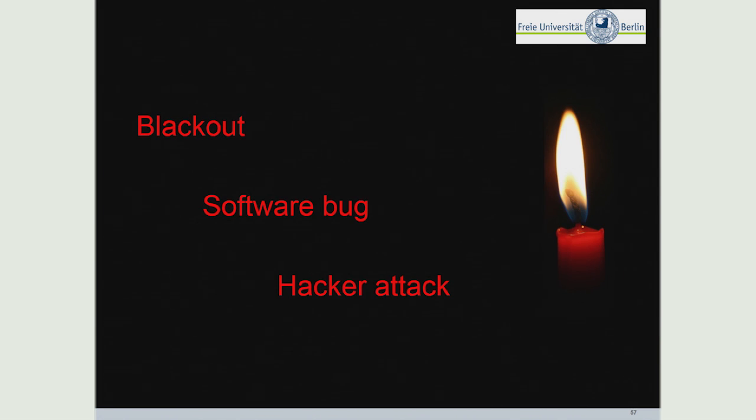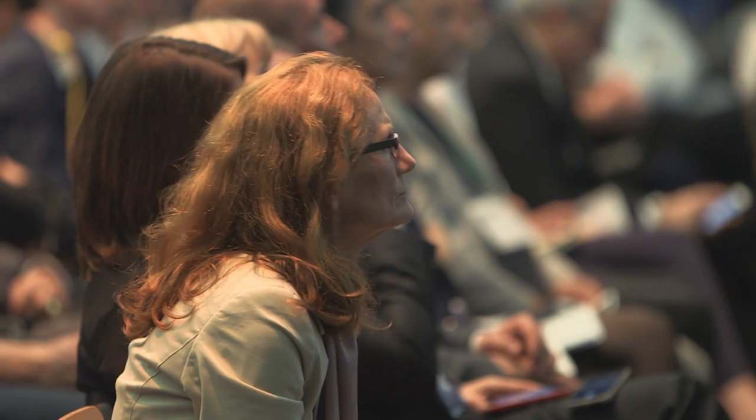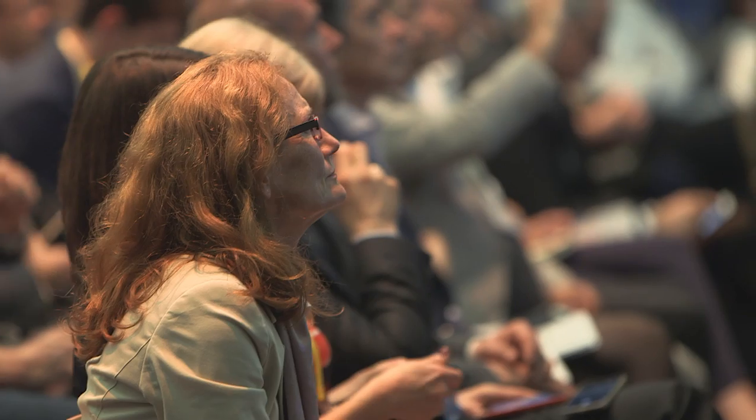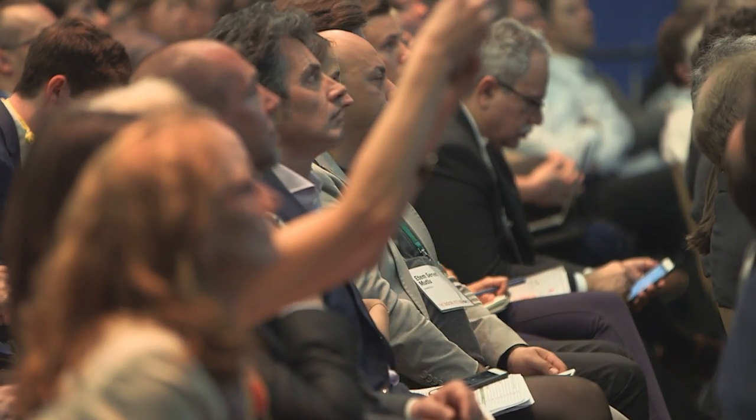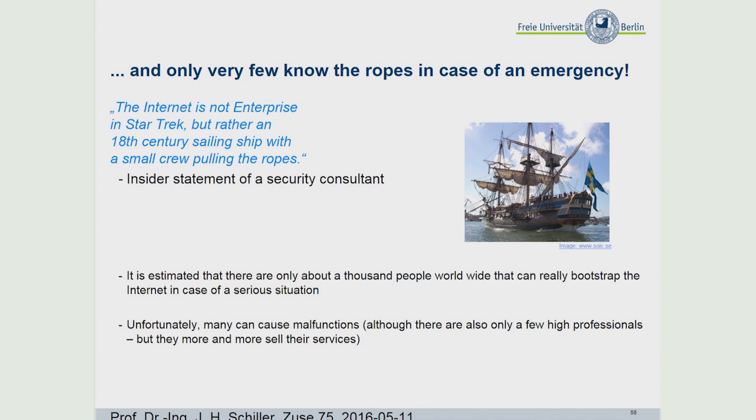Okay, so what happens if there's a blackout? Have fun. If there's a software bug, just imagine a software bug in one of the core software systems of the main routers of the internet, more or less one big company, so we have a big problem. What if we have a hacker attack? We have completely destroyed steel plants in Germany by hacker attacks. What happens then? The problem is that, well, this is the internet, state of the art. No, if you ask people, not really, and not that many really know how to bootstrap the complete internet if there's a real serious situation. So many can cause malfunctions, not the big issue, but how to bootstrap the whole internet if something really goes wrong. So that is one of the problems.